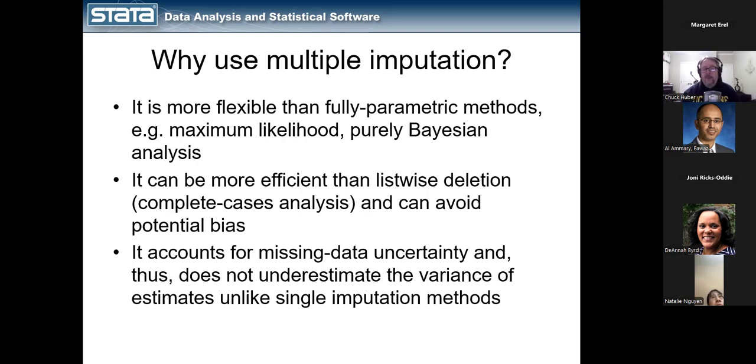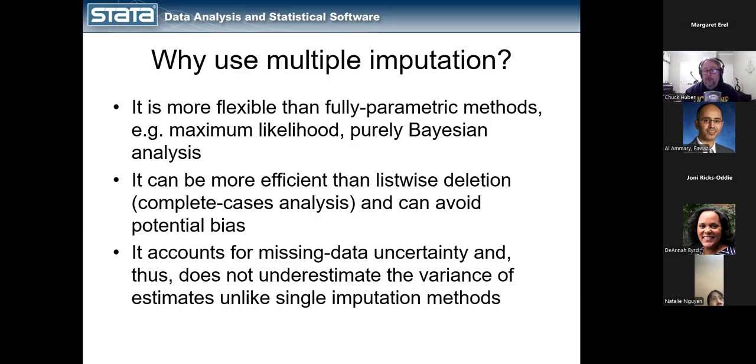The main reasons are that it's very flexible. It works for all kinds of models, as you could see in that dialog box. It works with linear regression, logistic regression, Poisson regression, negative binomial. It just works in so many different areas, and it's relatively easy to implement in software. It's not specific to one model or one data set. So it's very general and flexible. It can be more efficient than list-wise deletion or complete case analysis, and it can possibly avoid biases.